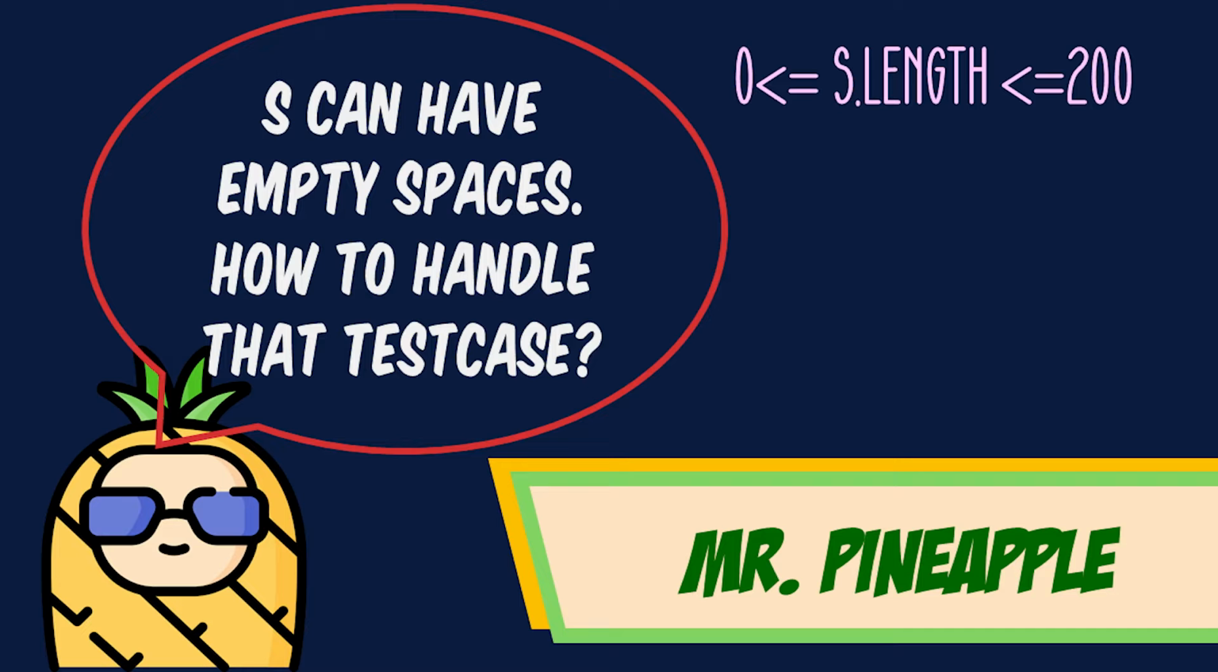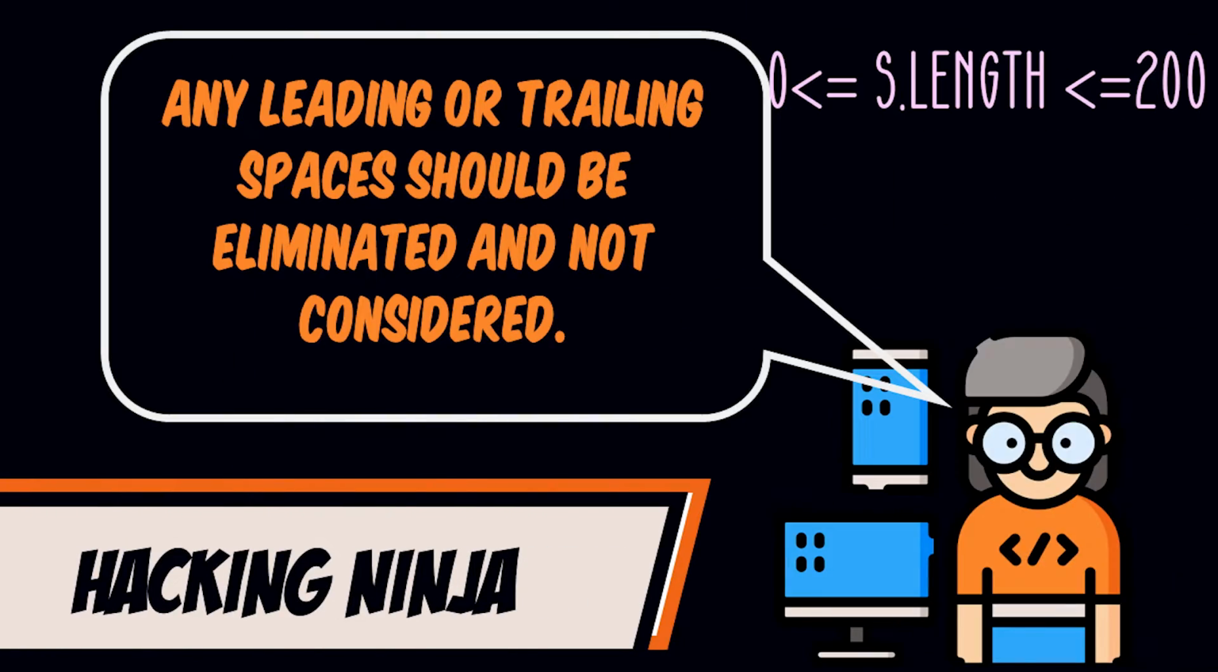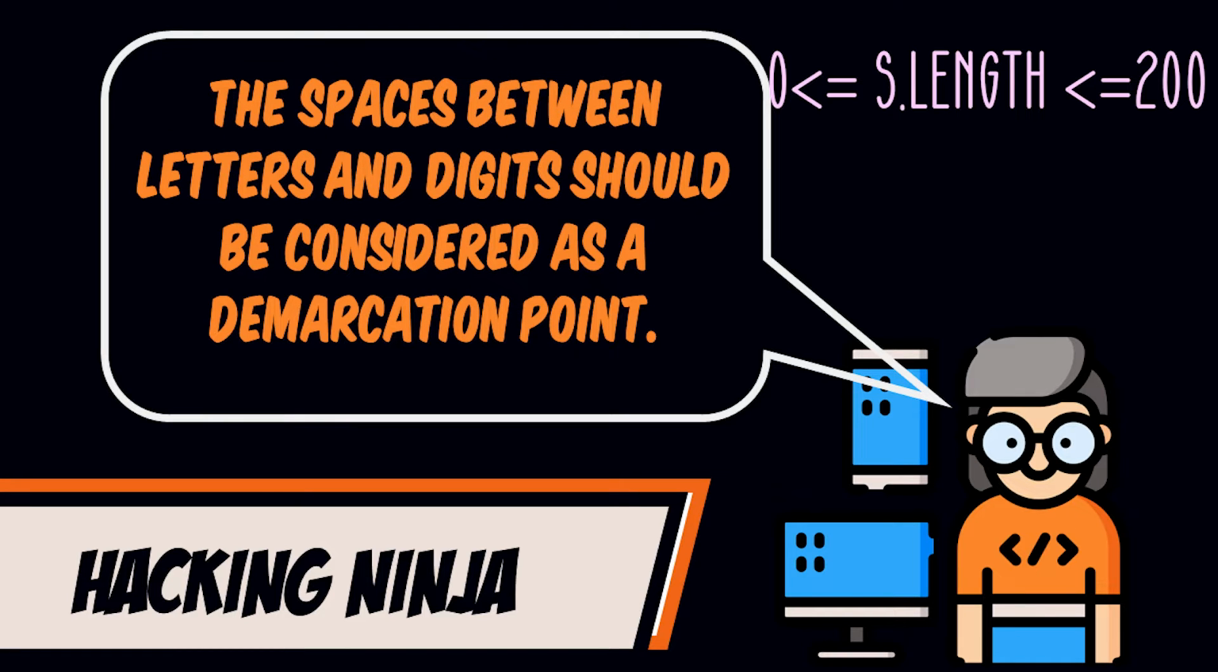The string can have empty spaces. How are we supposed to handle that? Any leading and trailing spaces should be eliminated and not considered, while any space between sentences or numbers should be considered as a demarcation point.